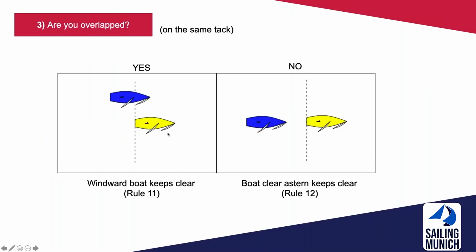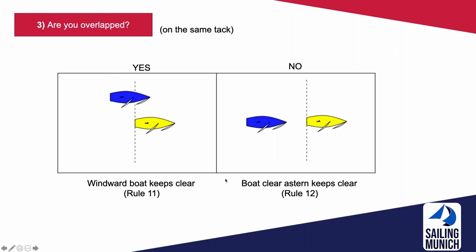Okay, so now we move on to the final question: are you overlapped? If on the same tack, so if we've decided that the answer to that question is yes, then it's rule 11. So the windward boat has to keep clear. The boat that is closest to the wind is the one that must keep clear. And if the answer is no, then it's the boat that is clear astern that has to keep clear. So hopefully that's quite straightforward. Overlapped, it's windward boat keeps clear. Not overlapped, boat clear astern has to keep clear.